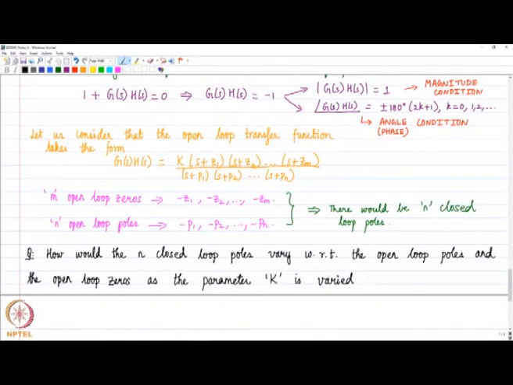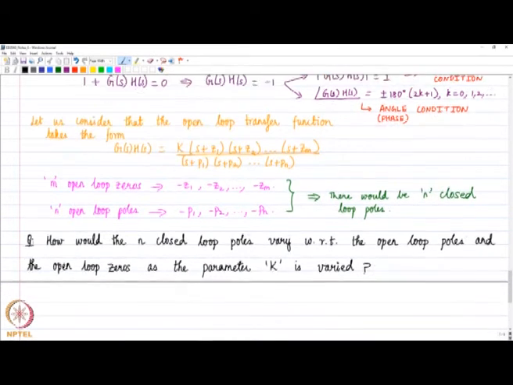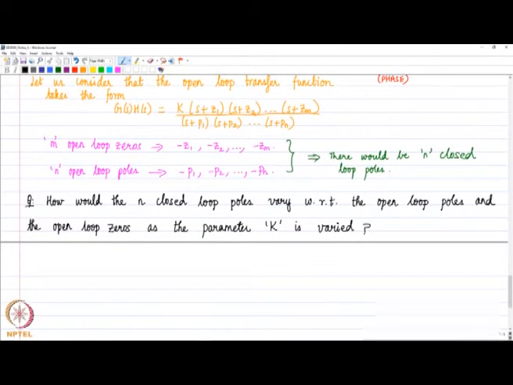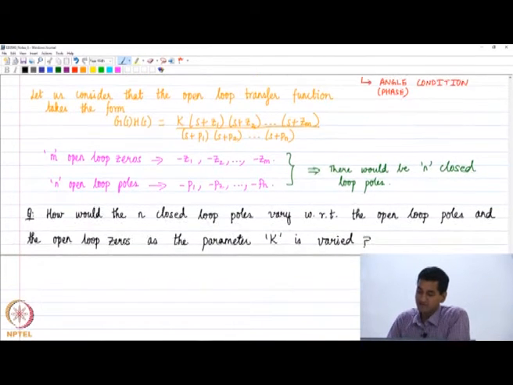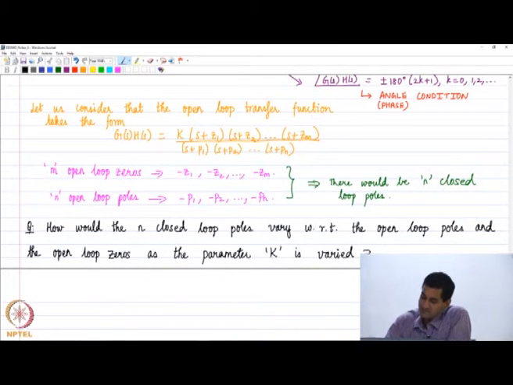Of course, we consider k to be a real parameter, as the value of the parameter k is varied. So yes, the poles will be the same as the open loop poles? Why would the poles be different? To answer that question, let's go here.